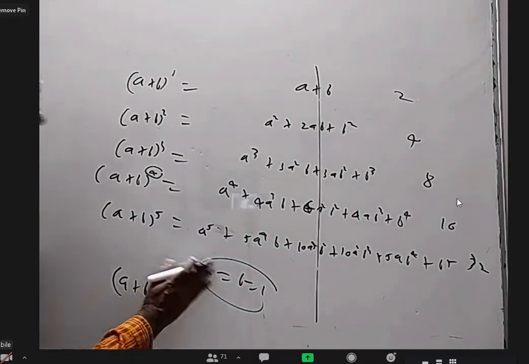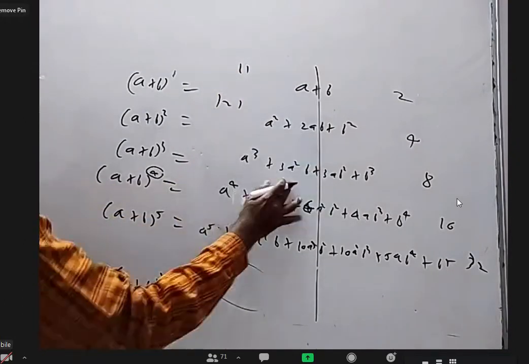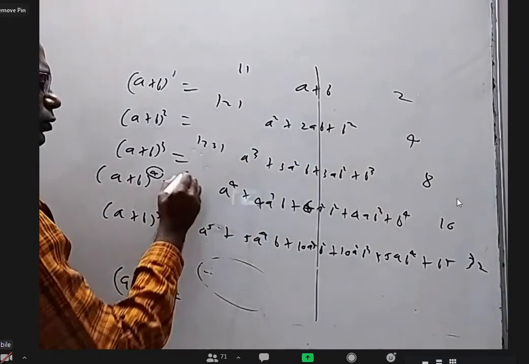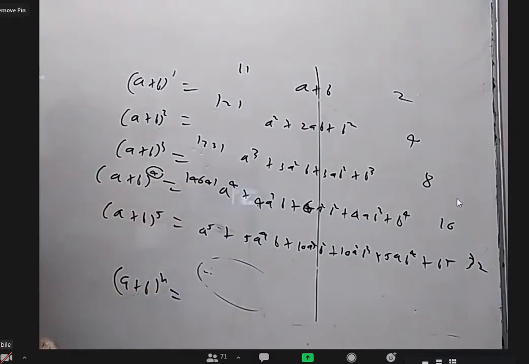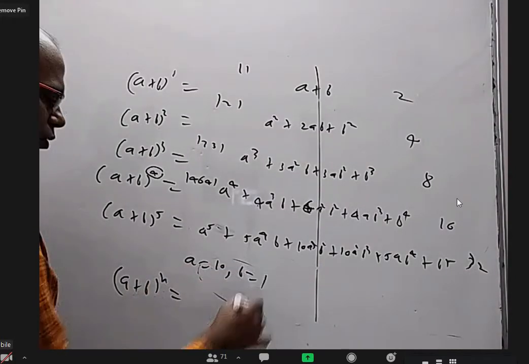Next, sometimes you say in Pascal's triangle that this is 11, this is 121, 11 square, this is 1331, 11 cube, this is 14641, 11 power 4. It is also obvious. I'll tell you why. You put a equal to 10 and b equal to 1. See what happens.